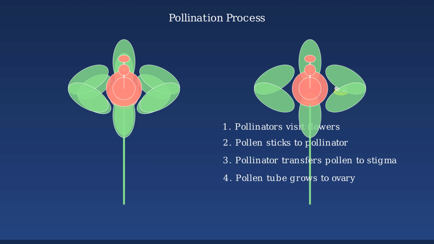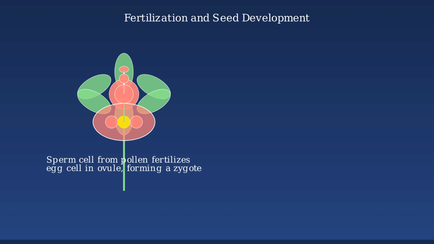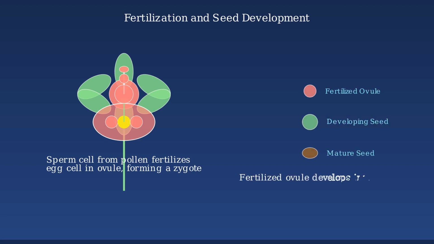reach the ovary. Once the pollen tube reaches the ovary, sperm cells travel through it to fertilize the egg cells in the ovules. After fertilization, the ovules develop into seeds, which contain the plant embryo and stored food. The ovary surrounding the seeds develops into a fruit, which aids in seed dispersal.